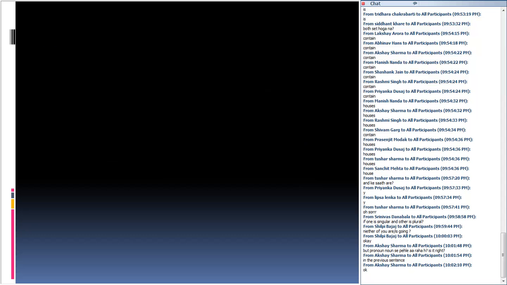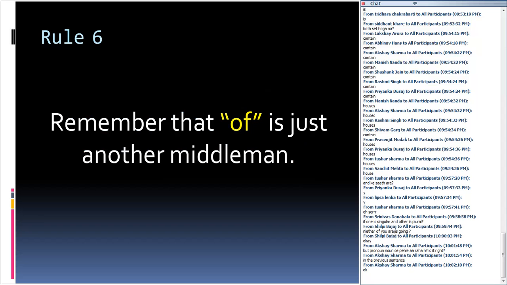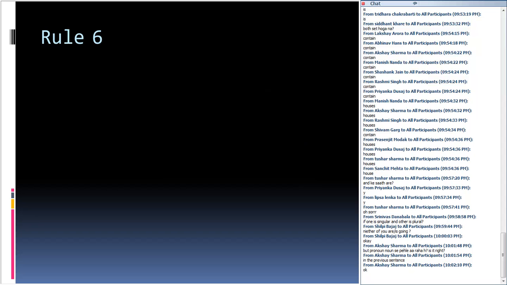Okay, let's come to rule number 6 then. Rule number 5 is done. Rule number 6. What does it say? Please remember that the word "of" introduces modifiers. The word "of" in sentences generally introduces modifiers. So we generally ignore the information that is after the word "of", whenever we want to find out what our subject is.